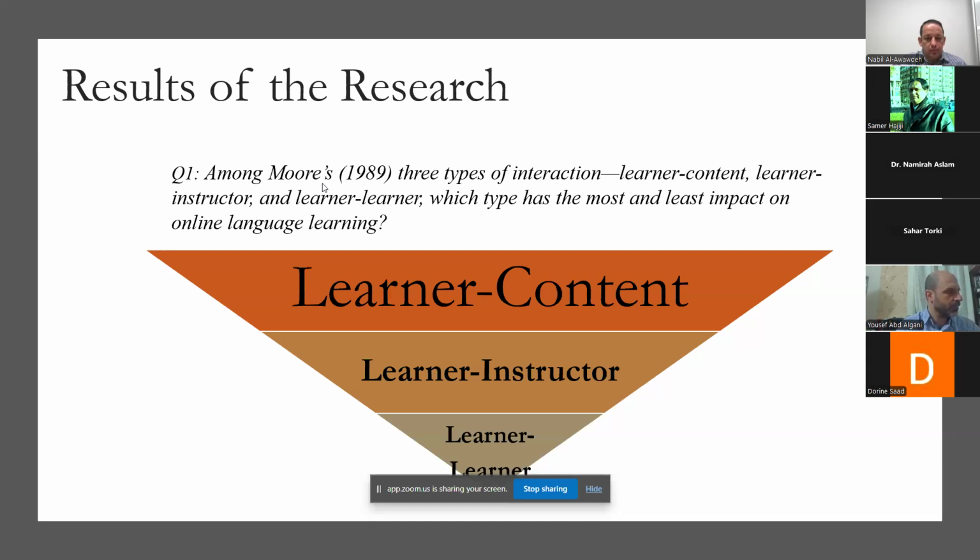After learner-content, it's learner-instructor, which is more frequent and more effective than learner-learner interaction. And learner-learner interaction is found to be the least effective and least frequent type of interaction in online learning. Well, this makes sense too because the role of the teacher is more important than the role of the student, because it's the teacher who teaches or provides the course content.